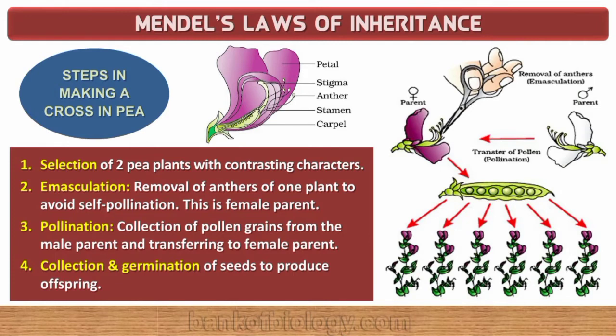Next is pollination. Collection of pollen grains from the male parent and transferring them to the female parent is called pollination. Pollination has two types, self-pollination and cross-pollination. If it occurs in the same plant, it will be called self-pollination. If it occurs between two different plants, it will be called cross-pollination. Next, the fourth step is collection and germination of seeds to produce offspring. Means seeds will germinate and produce offspring.